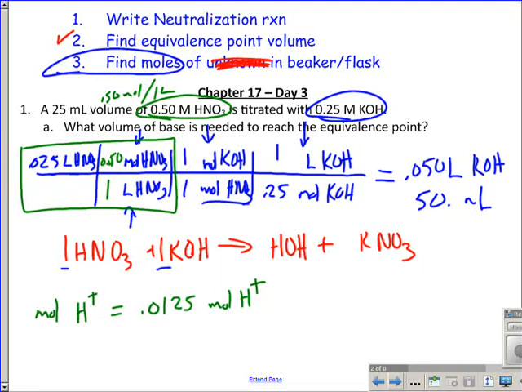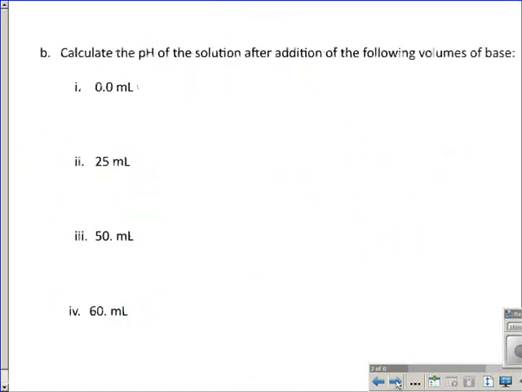So I've now established my three things I should know at the beginning. I wrote my neutralization reaction. That helped me find my equivalence point volume. And I also found how many moles of that substance, HNO3, which gives me H plus, I've got inside my flask. And remember, that's always going to start with the exact same number in every single situation. Now, the next thing we're going to do is look at part B.